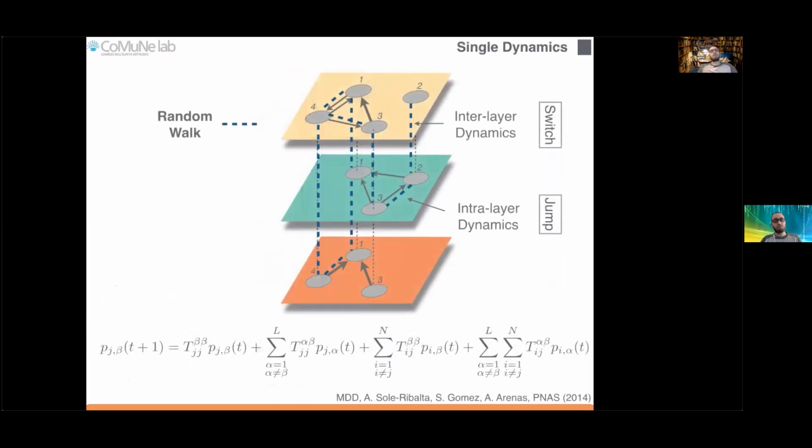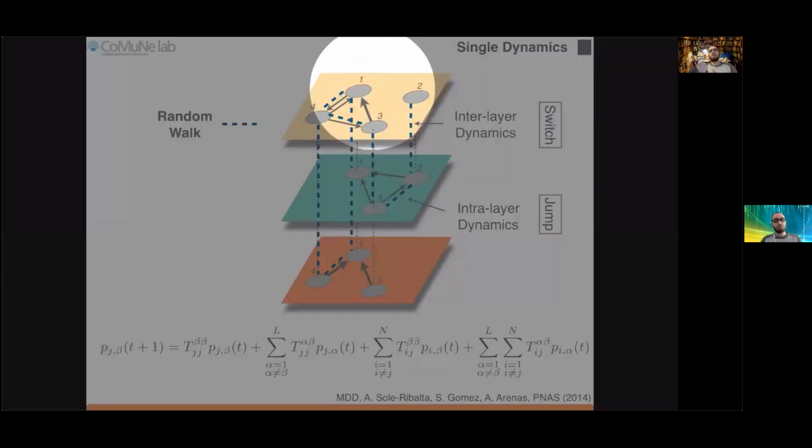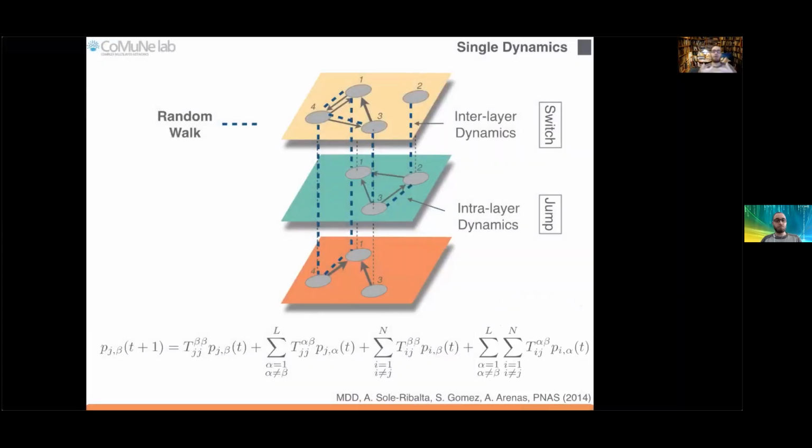As an example of single dynamics, we think about, as I was anticipating, a random walk, where we have, for instance, the dynamics of switching between the layers, and the dynamics of jumping within the layers, between the nodes of the same layer. And once again, you can write down an equation. In this case, it is the master equation for the random walk, using the tensorial notation. In this case, it's not in the compact form, but in compact form, everything is very elegant and very short and easy to be worked out analytically.